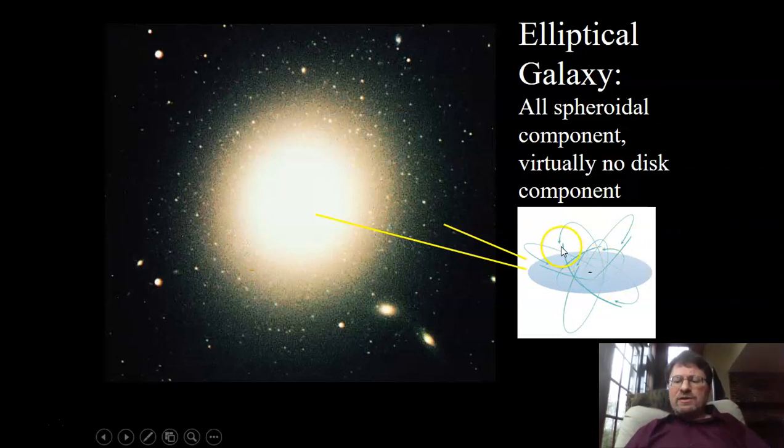Some of these arrows here in this diagram are going one way, some are going the other, some as viewed from above are going counterclockwise, some clockwise. It's all mixed up. There's no overall pattern of motion in terms of the direction or orientation of these orbits. And that's true throughout the galaxy, in the center of the galaxy, the middle, the edge, and so on.